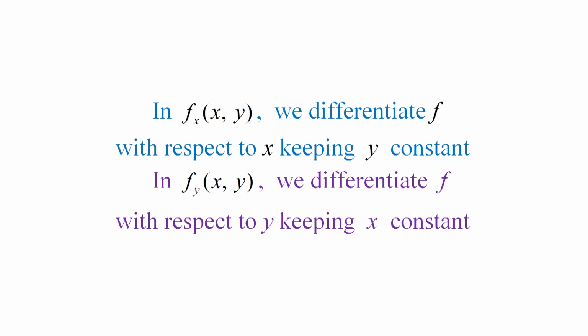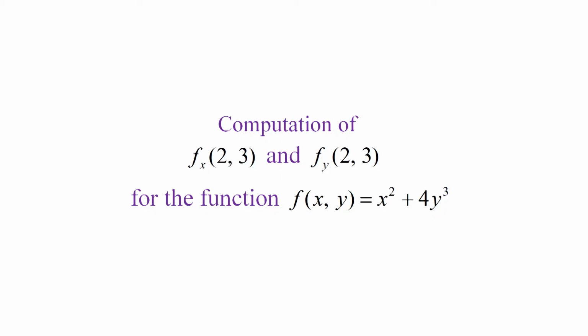In f_x(x,y), we differentiate f with respect to x keeping y constant, while in f_y(x,y), we differentiate f with respect to y keeping x constant. Now, we use the definitions and obtain the computations of f_x(2,3) and f_y(2,3) for the function f(x,y) is equal to x² + 4y³ in an alternative way as follows.